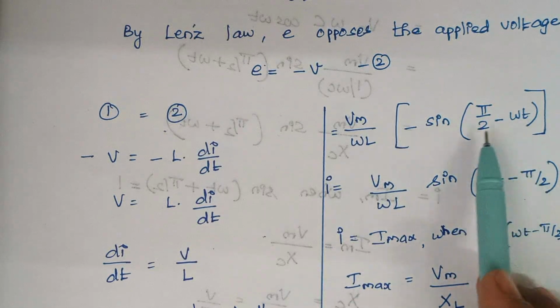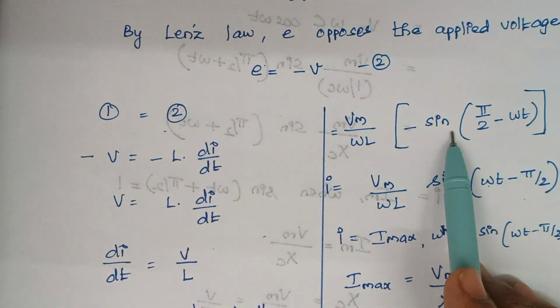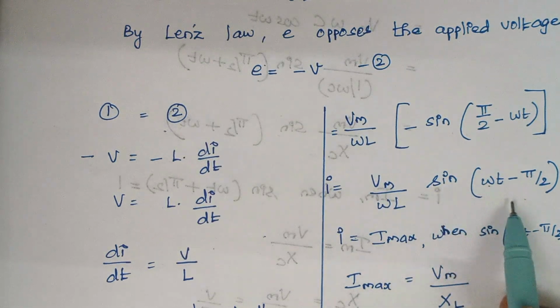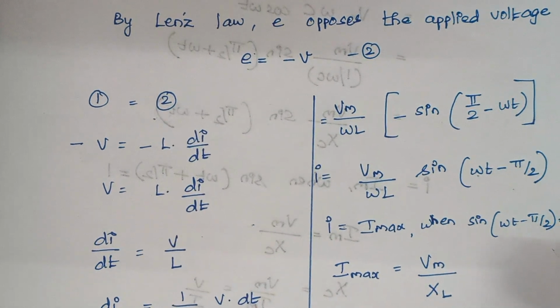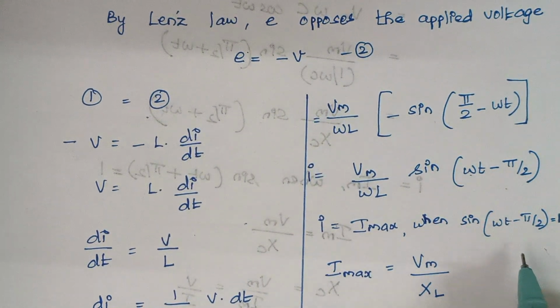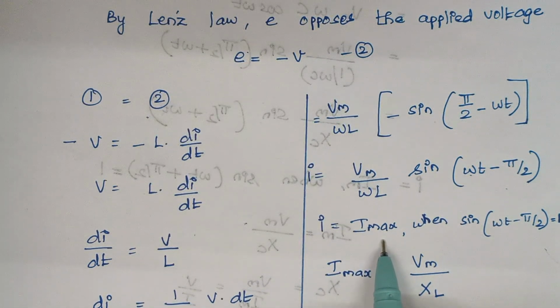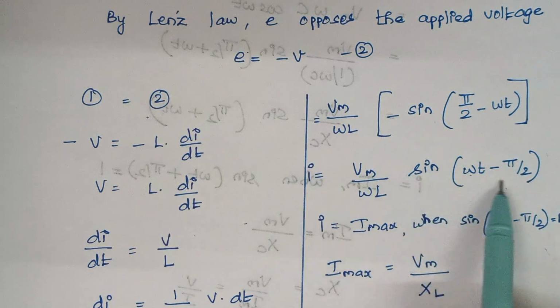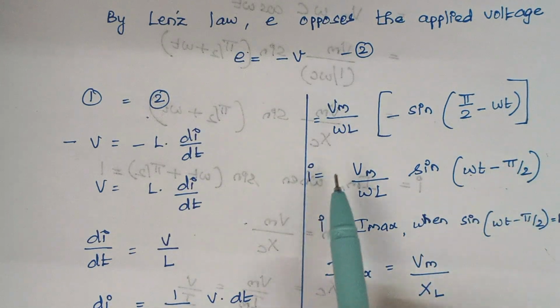So there will be a minus sign. You have to take a minus sign outside. So minus into minus, that becomes plus here, right? So sine of omega t minus pi by 2. So what happens? Again the same thing. When this expression is equal to 1, right? I is equal to I max. So what happens? When you make this expression as 1, I becomes I max.